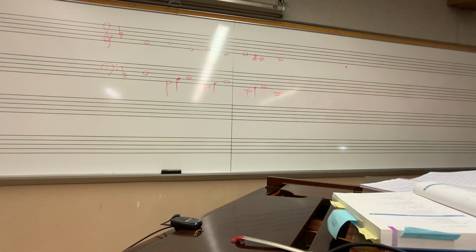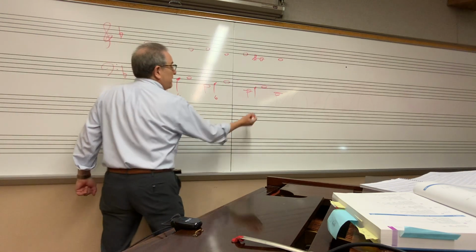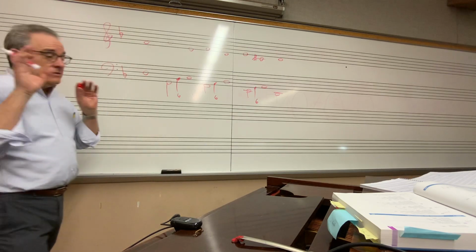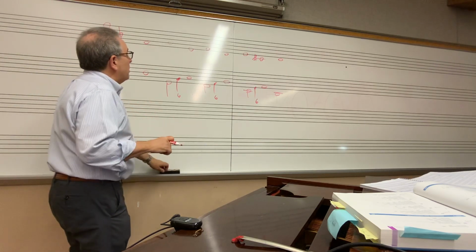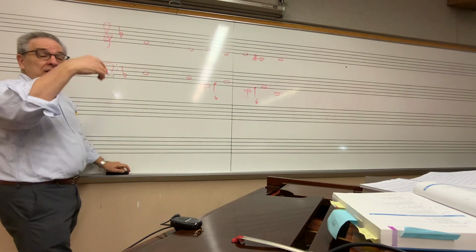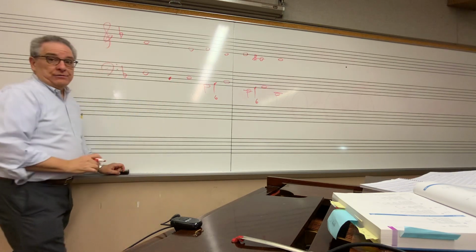All right, everybody stop, please. So what you're doing here is 5-3 and then 6-3, 5-3 and then 6-3, 5-3 and then 6-3. Now, there's a couple more steps to this that we could do. Instead of playing the root position and then the first inversion, you could go directly to the first inversion.